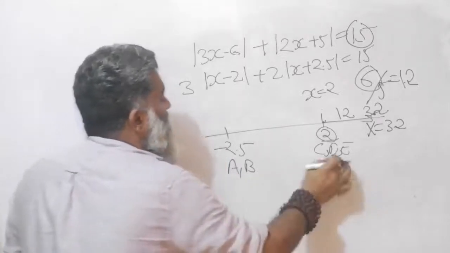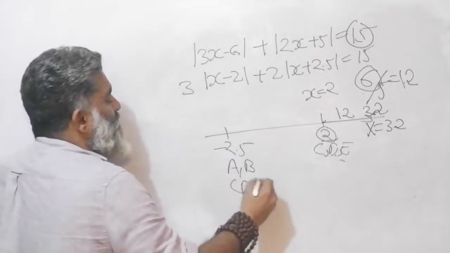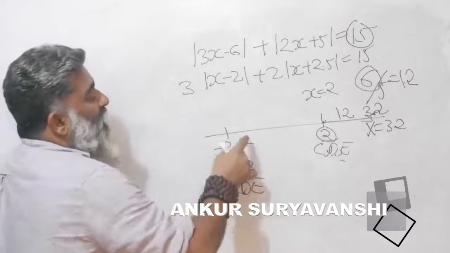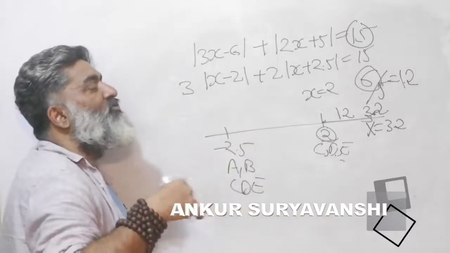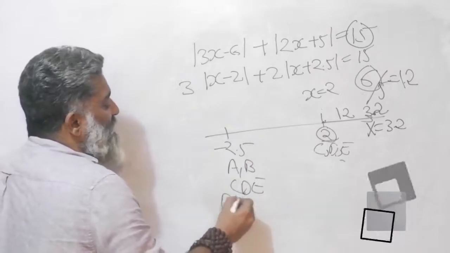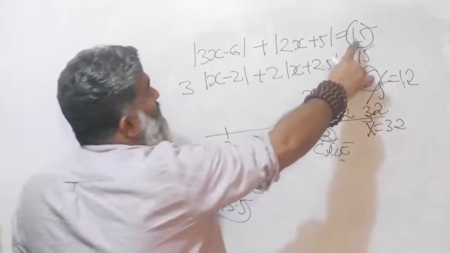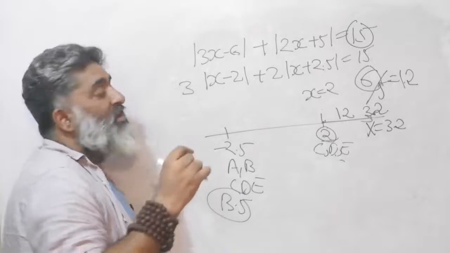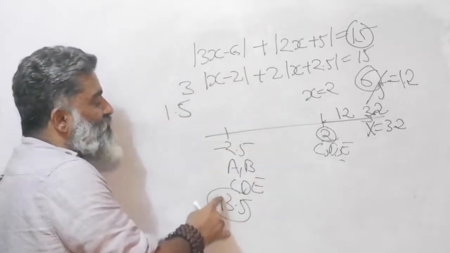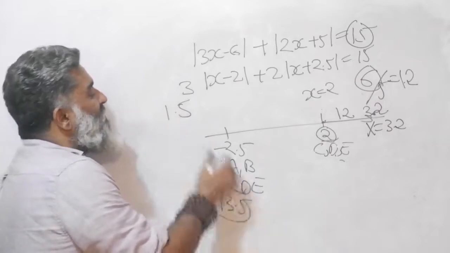What if C, D, E move here? All three of them move here. 4.5 into 3 is going to give you 13.5. So if all of them come here, 13.5 distance is already covered. The total what you wanted was 15. That means you're left with 1.5. 15 minus 13.5 is going to give you 1.5. And there are 5 people.